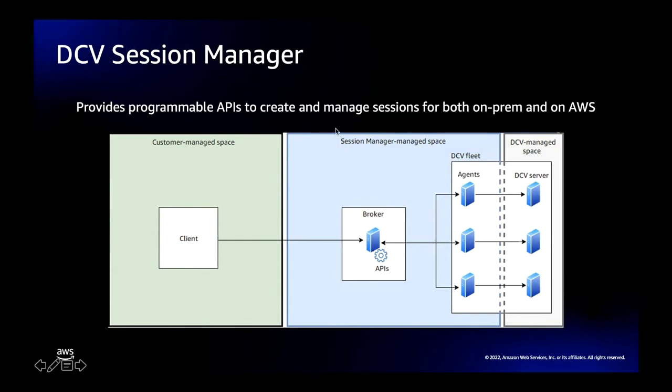And next, we have a DCV session manager, which provides a way to programmatically create and manage sessions both for on-prem and AWS. For example, you can set rules to dynamically create a DCV session on a DCV server that has a GPU utilization that's lower than 30%. And the session manager can do that for you.